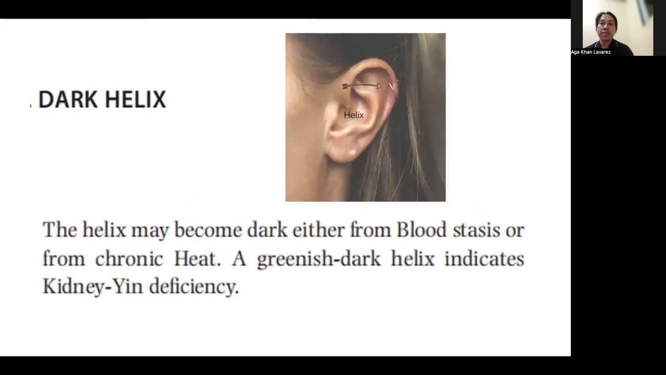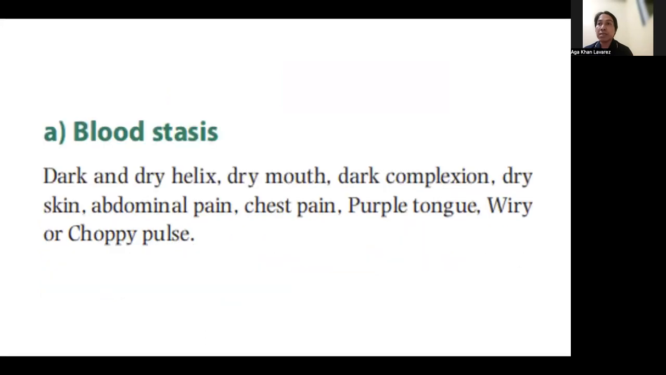Dark helix. A helix may become dark either from blood stasis or from chronic heat. A greenish dark helix indicates kidney yin deficiency, as you can see in the picture. Letter A, blood stasis: dark and dry helix, dry mouth, dark complexion, dry skin, abdominal pain, chest pain, purple tongue, and a wiry or choppy pulse.